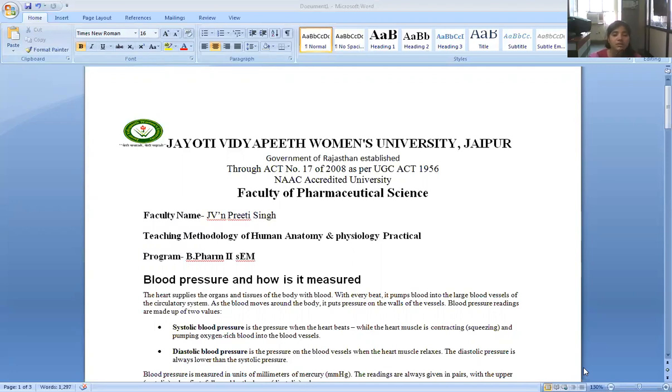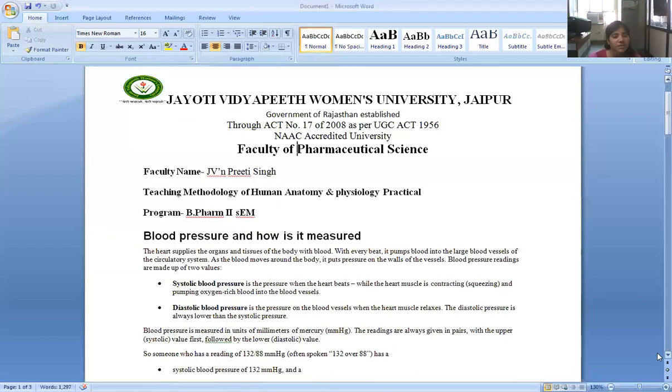Next one is diastolic blood pressure. Diastolic blood pressure is the pressure on the blood vessels when the heart muscle relaxes. The diastolic pressure is always lower than the systolic pressure. Blood pressure is measured in units of millimeters of mercury, mmHg. The readings are always given in pairs, with the upper systolic value first, followed by the lower diastolic value second.